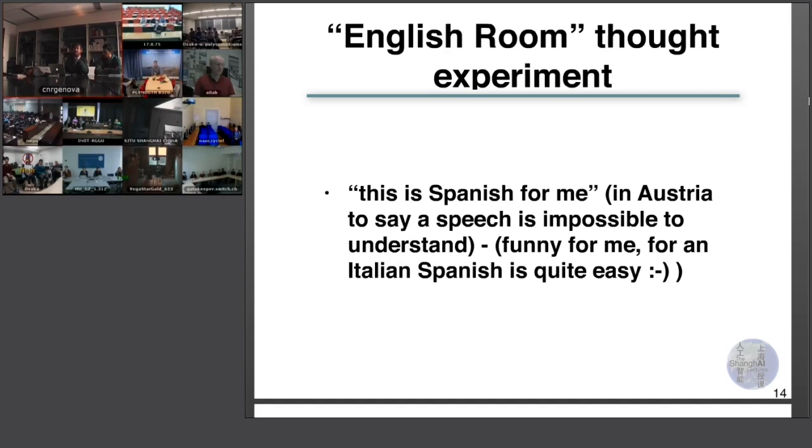Well, I'm Italian, so I didn't grow up very far from Austria. But for me, Spanish is an example of a very easy language to speak. Well, maybe my Spanish friends don't agree with me about my Spanish, but this gives you an idea of the relativity also of this kind of experiment. But now I leave the floor to Xiang, who will talk from China about the Chinese room experiment. So, Dustin.